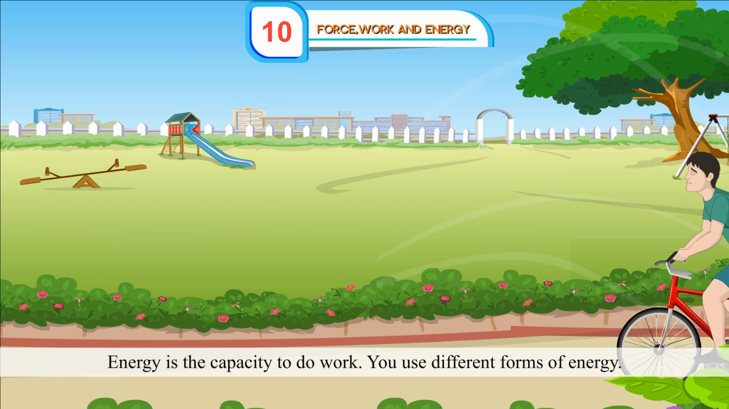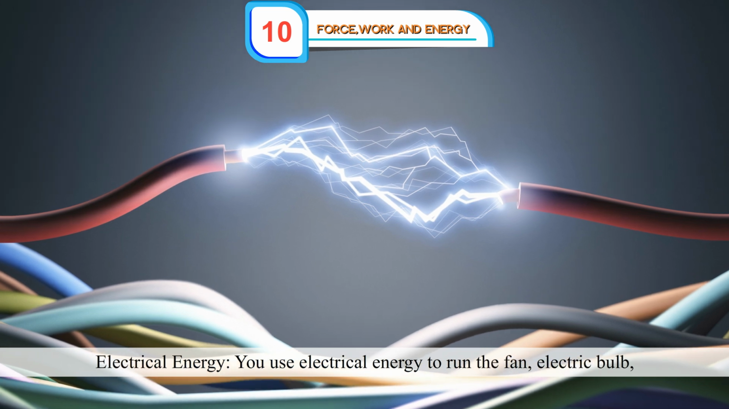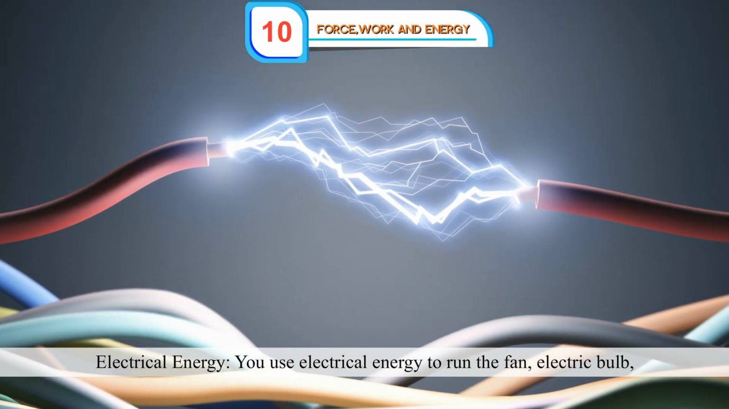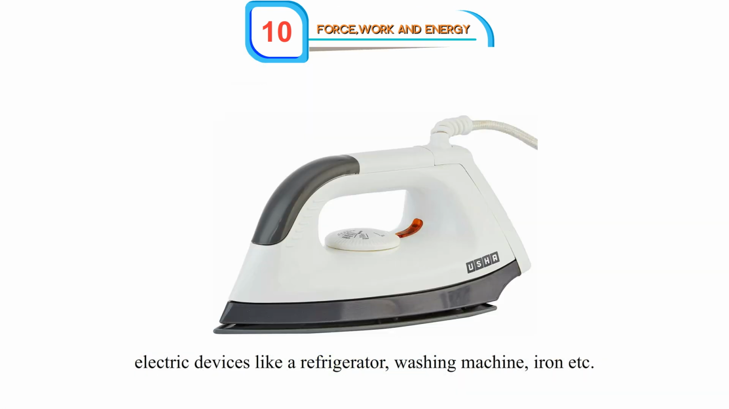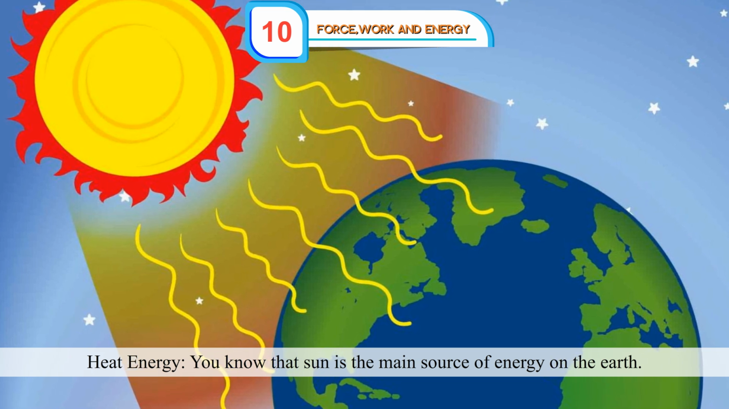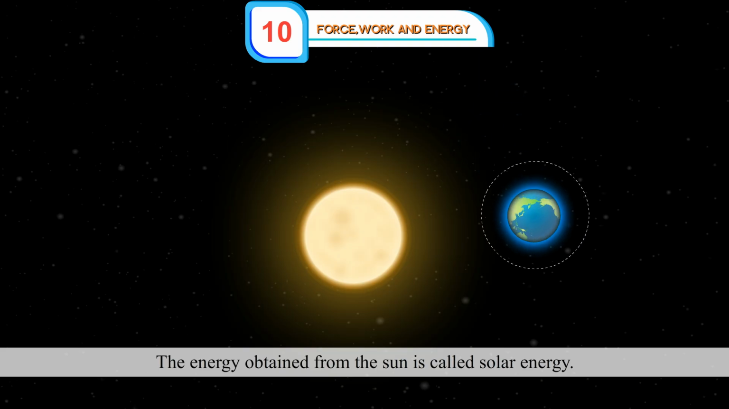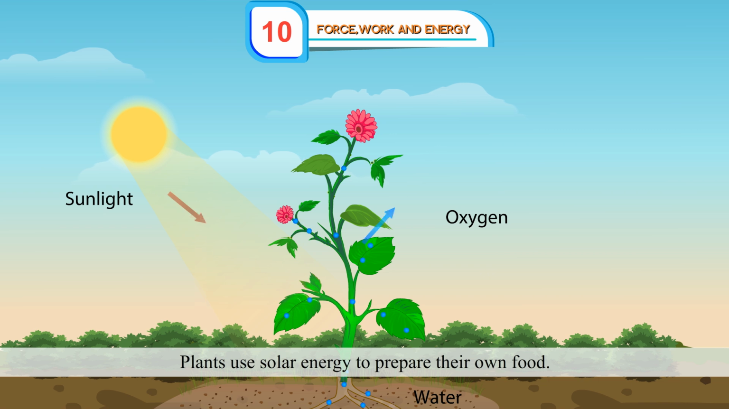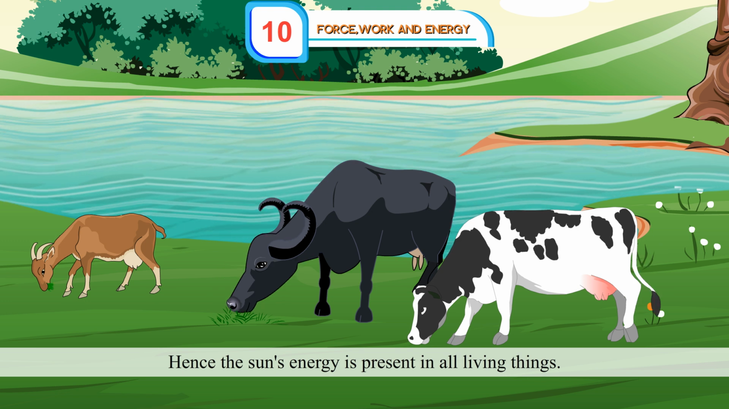Energy. Energy is the capacity to do work. You use different forms of energy. Electrical energy. You use electrical energy to run the fan, electric bulb, electric devices like a refrigerator, washing machine, iron, etc. Heat energy. You know that sun is the main source of energy on the earth. The energy obtained from the sun is called solar energy. Plants use solar energy to prepare their own food.